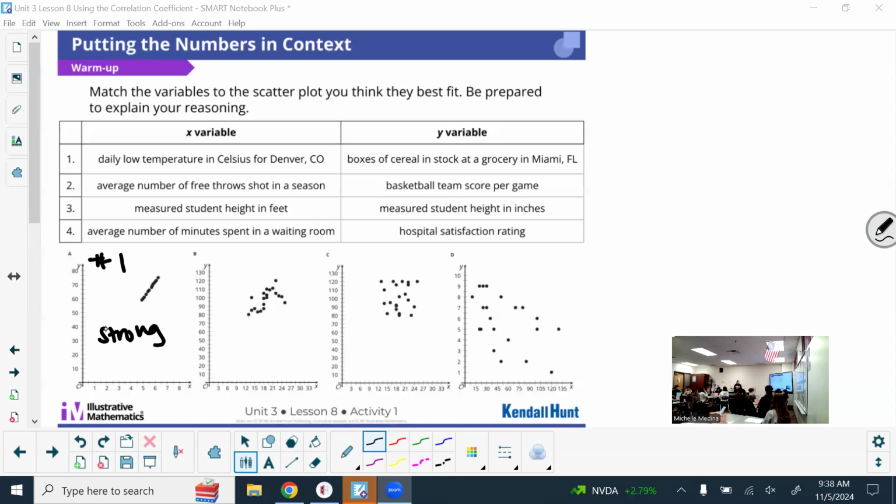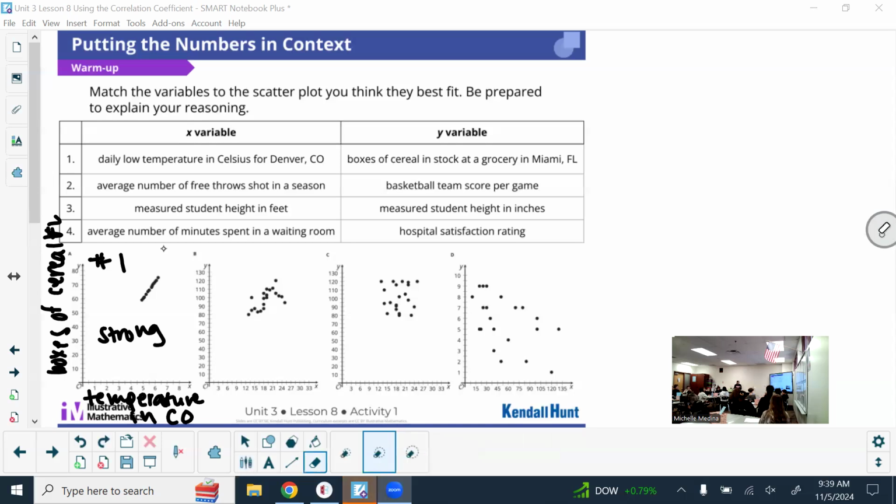So if this is going with row 1, that would mean that my X-axis would be the temperature in Colorado, which I'm abbreviating. And then my Y-axis would be boxes of cereal in stock in Miami. Okay, again, I'm abbreviating. Do you think that those two have a strong correlation to each other? So I probably shouldn't put that one. But do you guys see like what we mean?